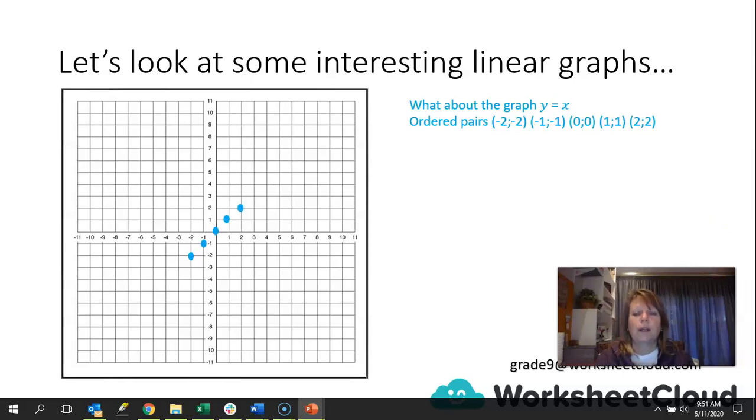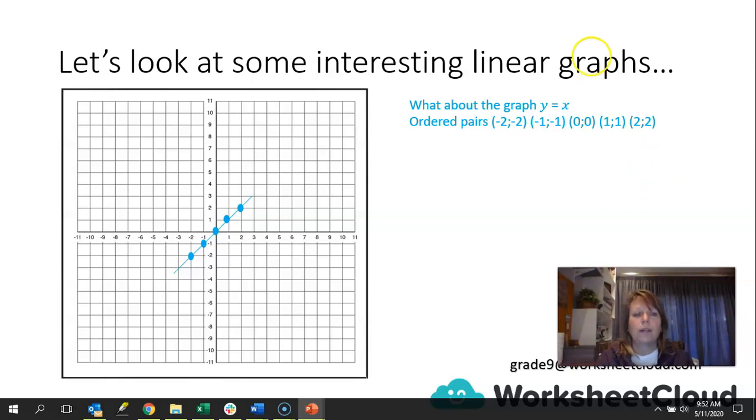Okay, so again, we've seen that they have to be the same. Where x is minus 2, y is minus 2. Where x is minus 1, y is minus 1. And this graph will go through the point of origin because where x is 0, y will be 0. And the same with 1 and 1 and 2 and 2. Okay, so we then draw a line through that.